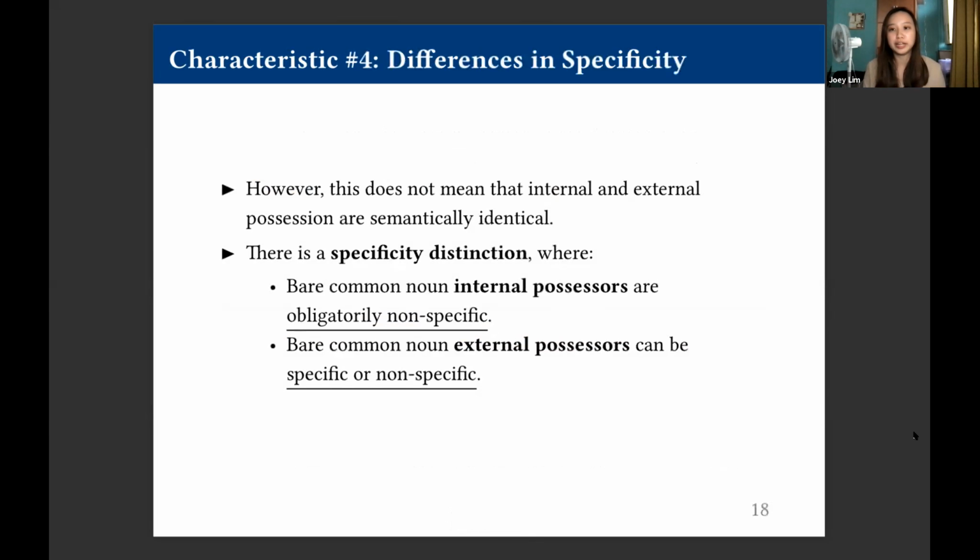However, this does not mean that internal and external possession are semantically identical. We see a specificity distinction here, whereby bare common noun internal possessors are obligatorily non-specific, and bare common noun external possessors can either be specific or non-specific.